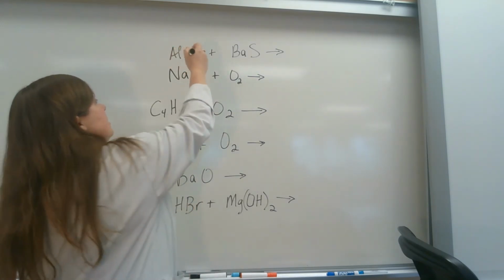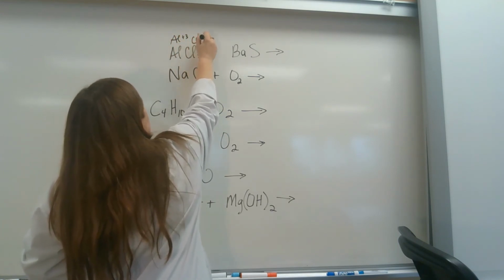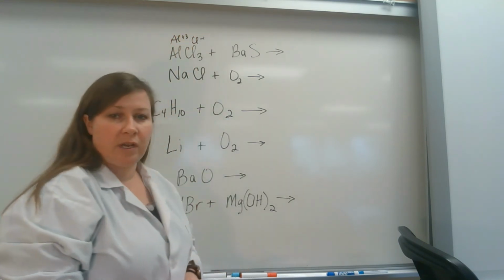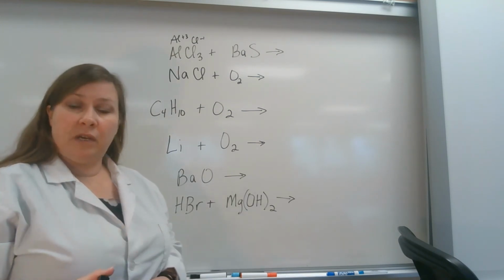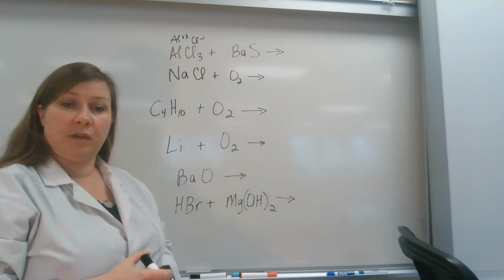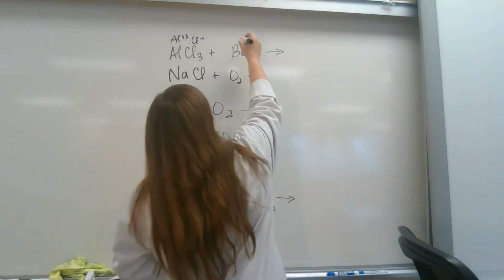So our ions are Al is a plus 3, Cl is a minus 1. I have those memorized, you probably don't, so you gotta look them up. So why don't you pause the video here and look up barium and sulfur and see what their charges are. And I'll go ahead and write them in.